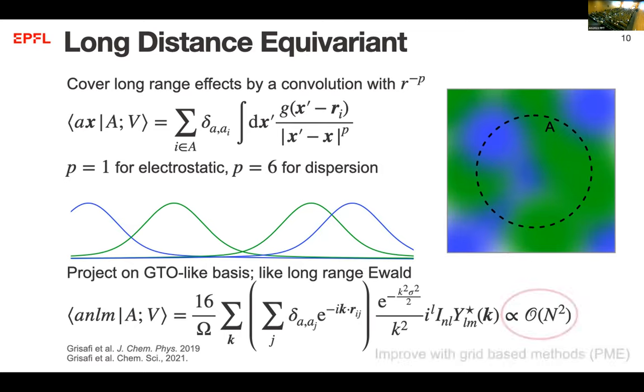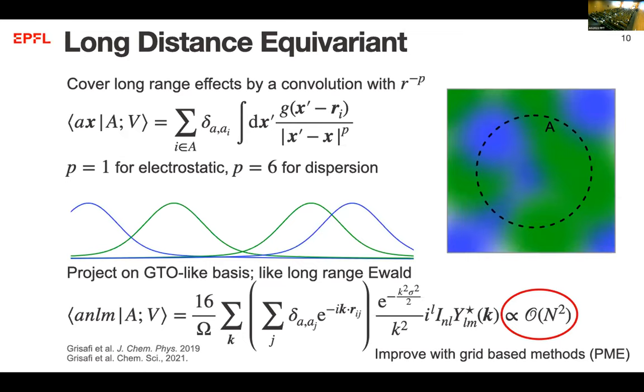But of course, what you could do is what we know how to do, what the community knows to do. You can improve this with grid-based methods like PME. So it's known how this works, fast Fourier transformation. You can get this down to n log n. And let's look at how this works out here.